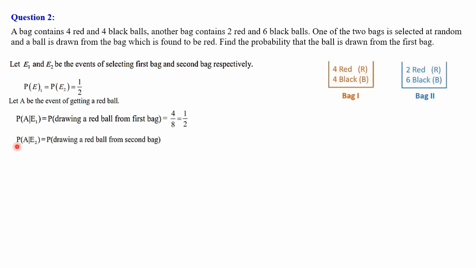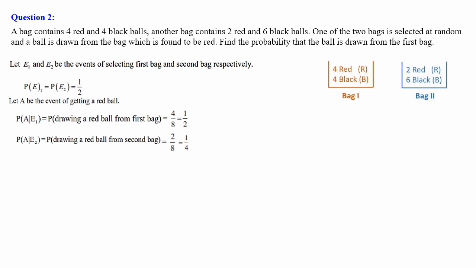Next is probability of A given E2. That is the probability of choosing a red ball given that the red ball is from bag 2, the second bag. In bag 2 there are 2 red balls, total 8 balls. That is equal to 2 divided by 8, which is equal to 1 divided by 4. You can cancel 2 and 8, 1 by 4.